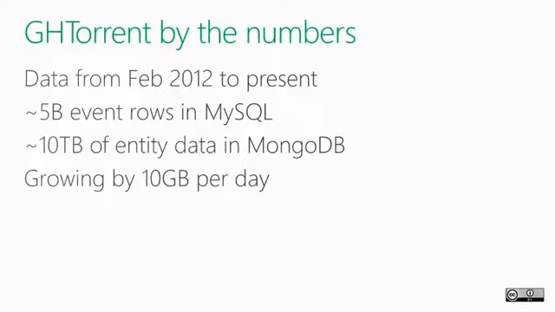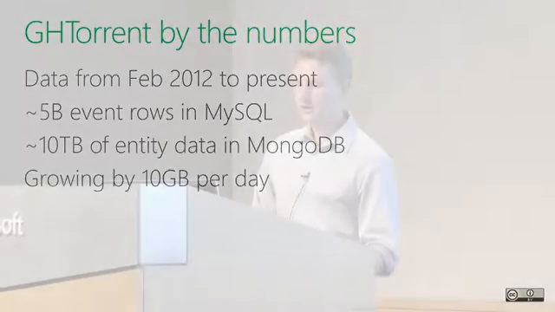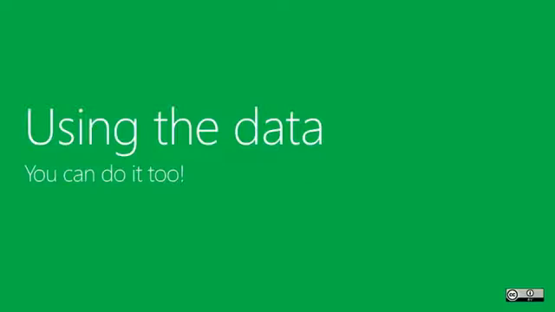So GHTorrent, in its vanilla version, has data all the way back to February of 2012. It has something like 5 billion event rows in MySQL and 10 terabytes of MongoDB data, growing by about 10 gigs per day. So we have a ton of data. And I'll just leave it to Jeff to talk about how you can use that data.